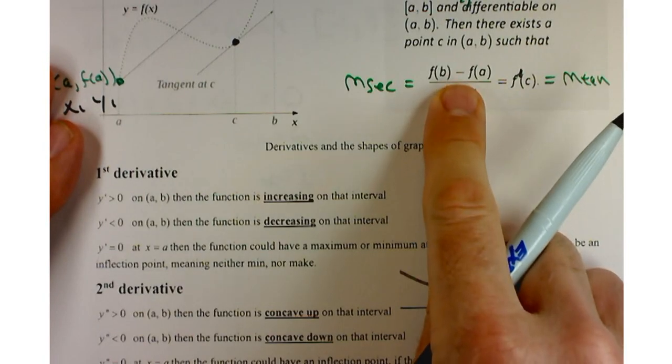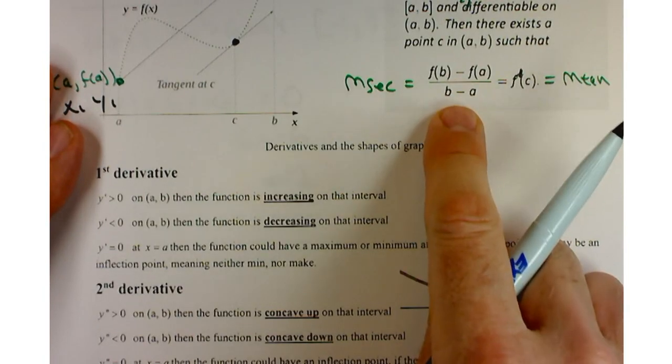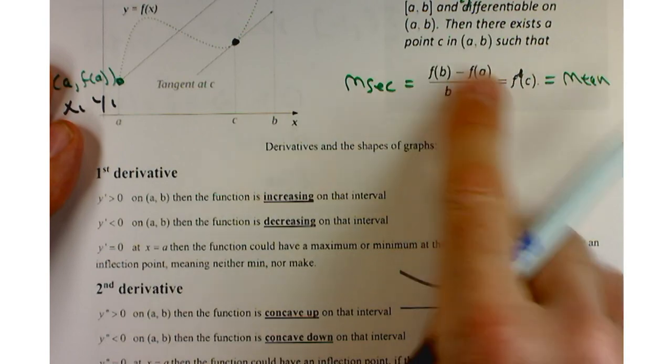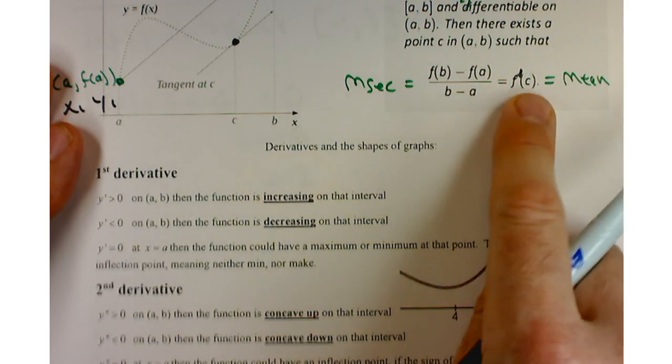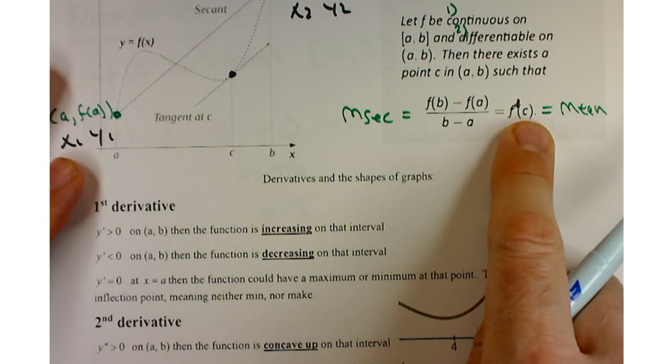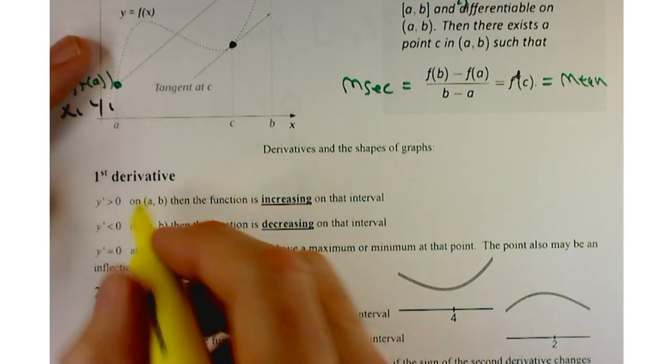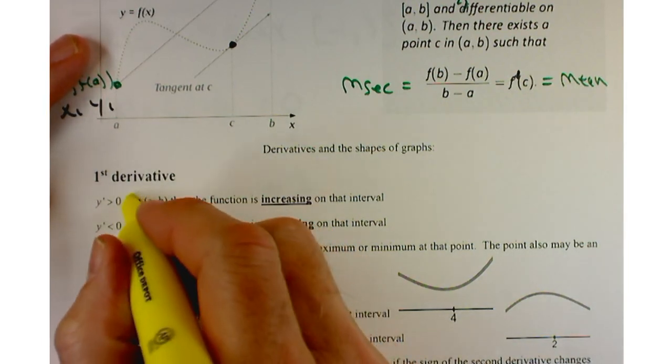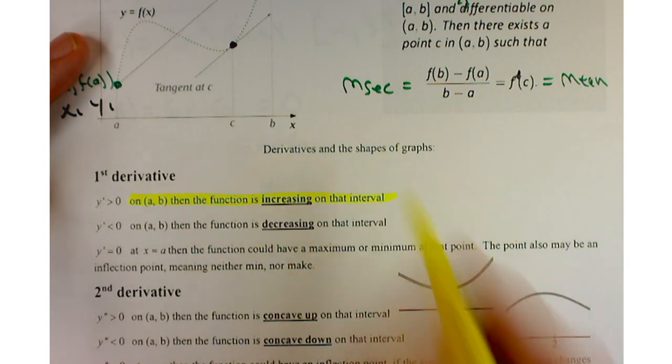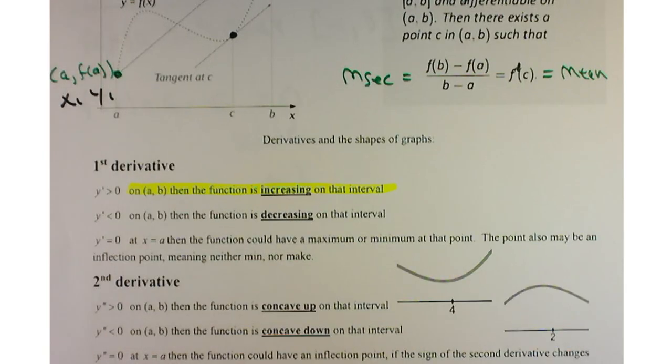Now, if that's positive, b minus a is always going to be positive. So this ratio is positive exactly when the derivative is positive. In other words, if the first derivative is greater than 0 on some interval, then the function's increasing on that interval. That's kind of nice. That's actually really nice.